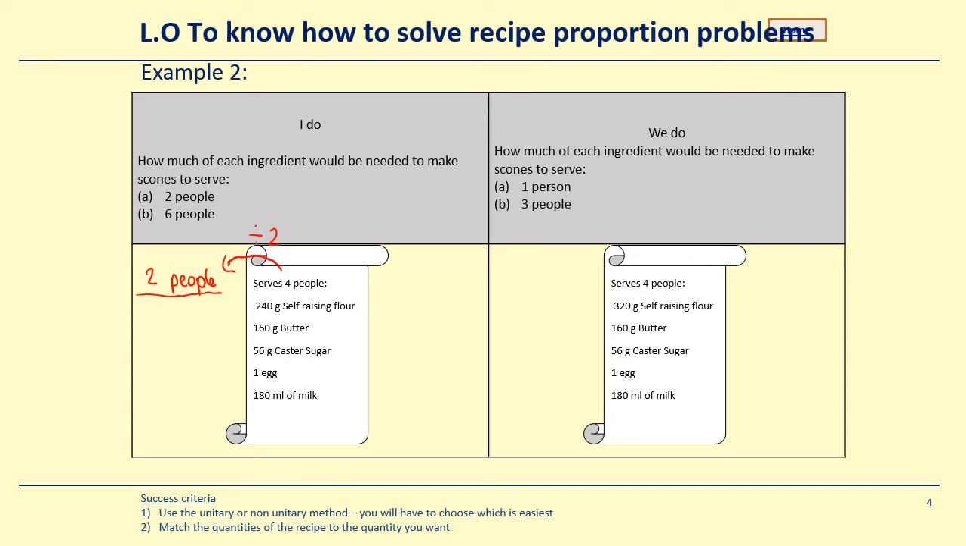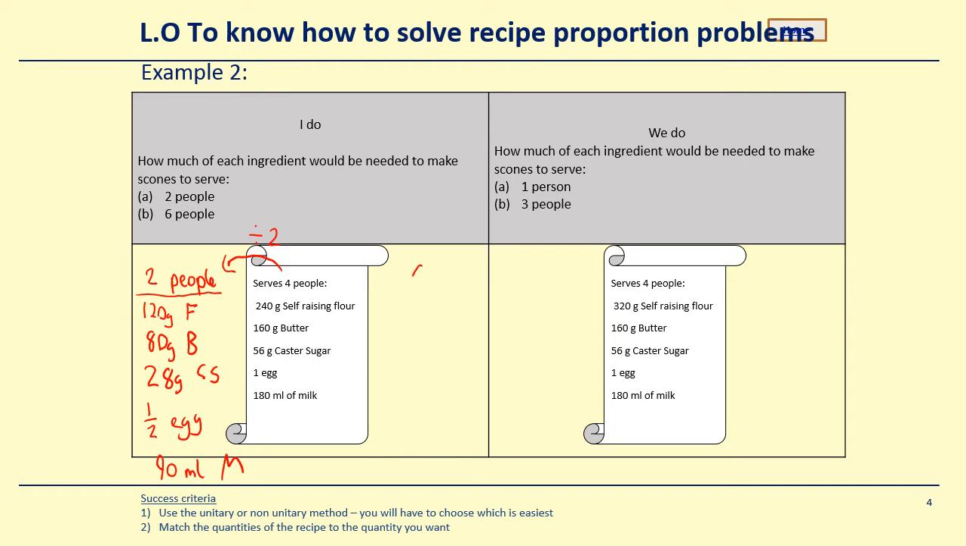So half of 240 gives me 120 grams of flour. Half of 160 gives me 80 grams of butter. Half of 56 gives me 28 grams of caster sugar. Half of 1 egg gives me half an egg. So half an egg, and then half of 180 gives me 90 ml of milk.